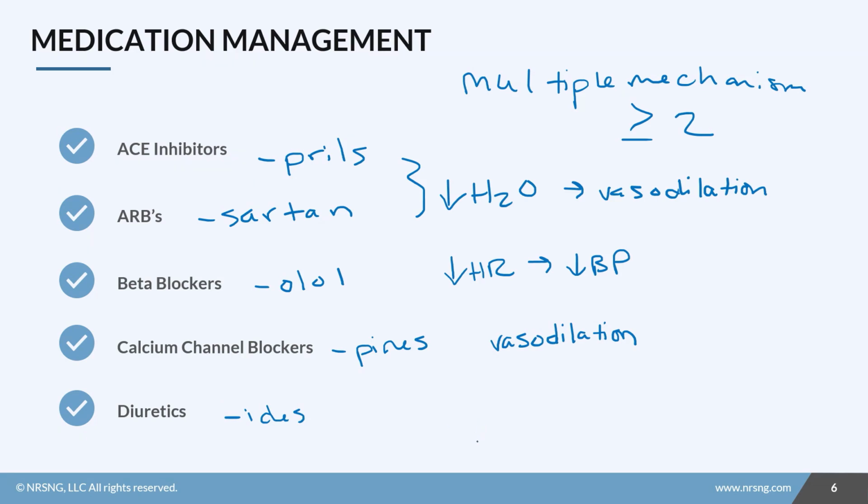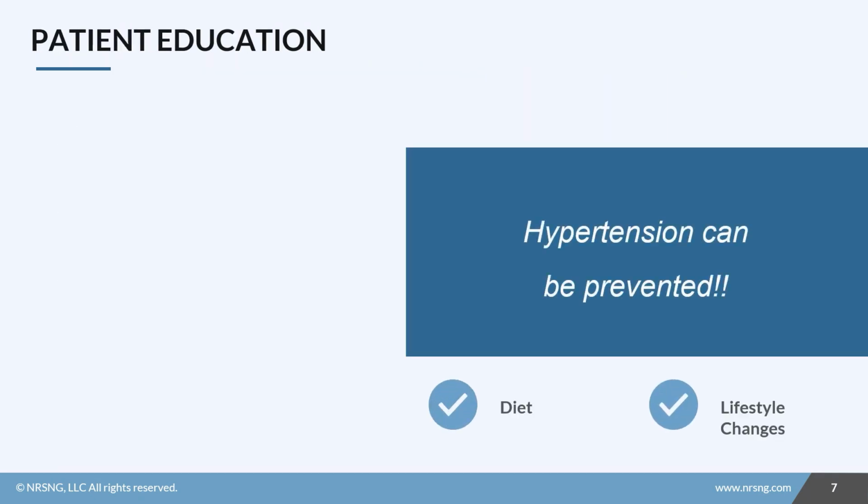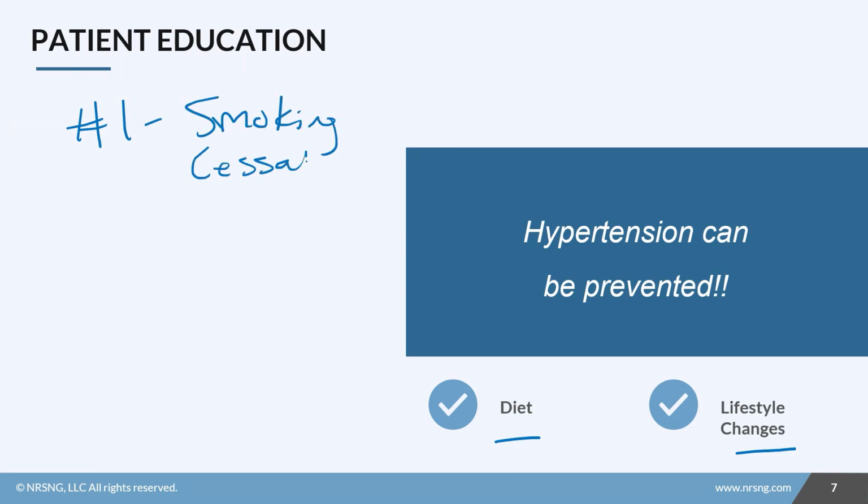However, there is so much that the patient can do themselves to improve their hypertension. So patient education is a must. Like we talked about with the modifiable risk factors, there's a lot that patients can do to decrease their risk and prevent complications. And these are mostly diet and lifestyle changes. Remember what the number one change is? Smoking cessation. This is so important and it will make a huge impact in a short period of time.